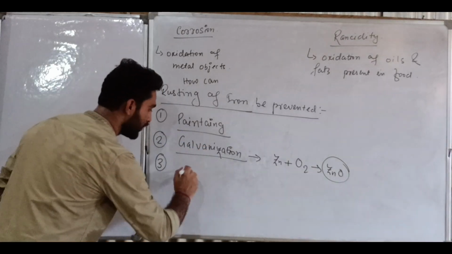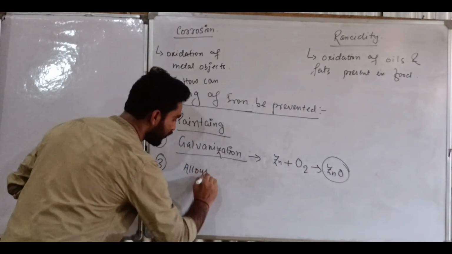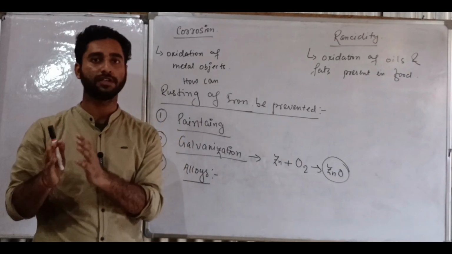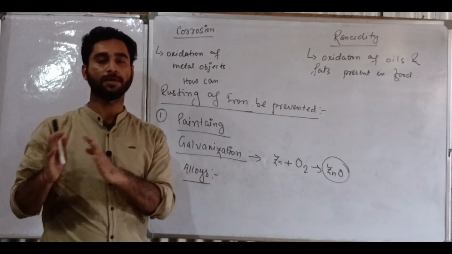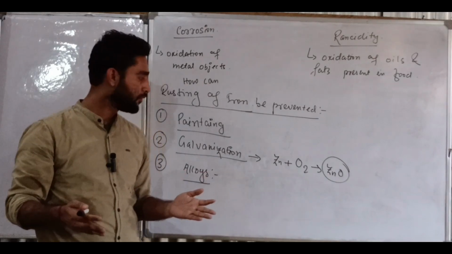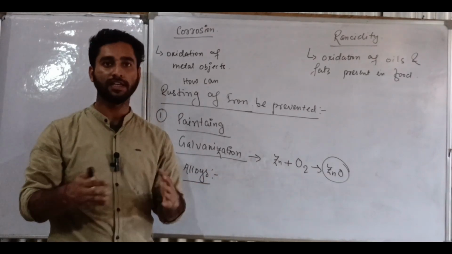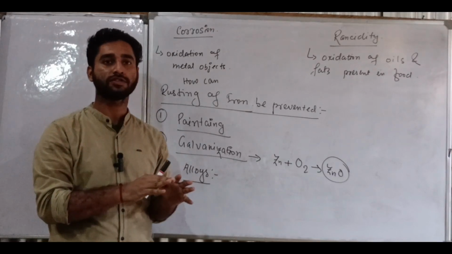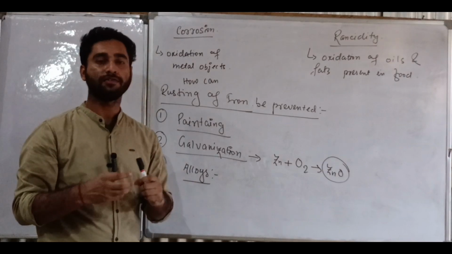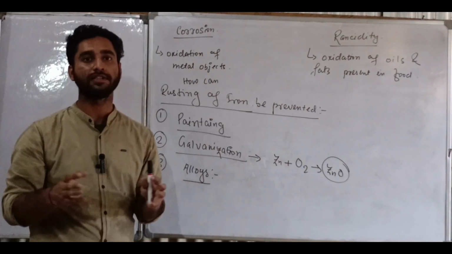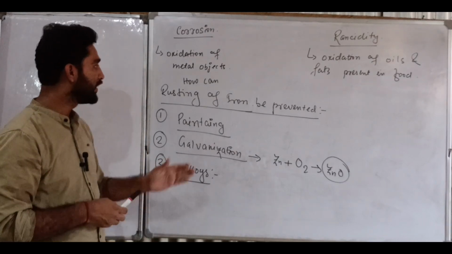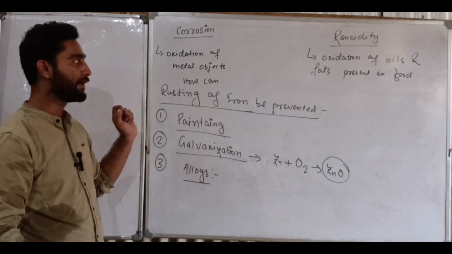Then we can convert the iron objects into its alloys. Alloys, we know, mean the mixture of a metal with metals or sometimes a metal with non-metals. For example, steel. All of us are using steel utensils. If we convert the iron objects into alloys, they are very resistant to corrosion. They are not easily corroded. They prevent the oxidation of the iron. So in this way, the rusting of iron can be prevented.